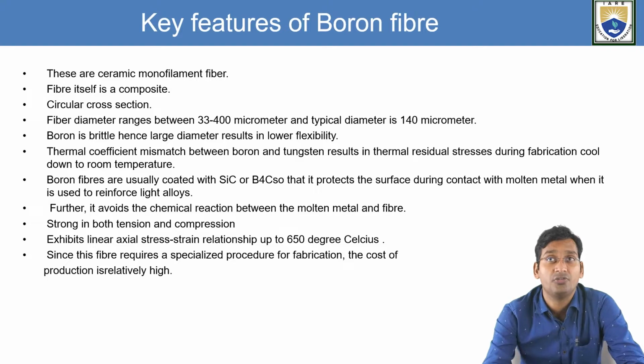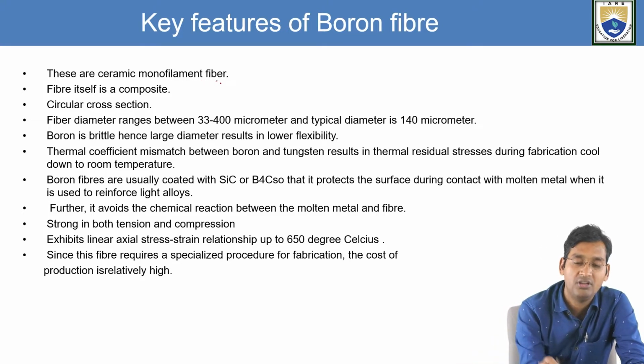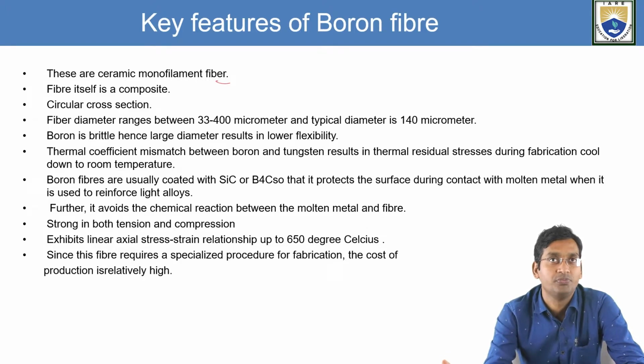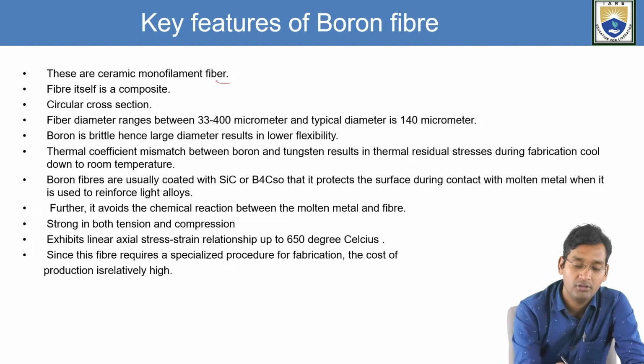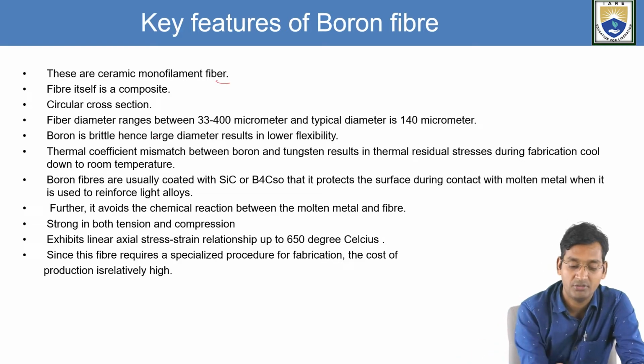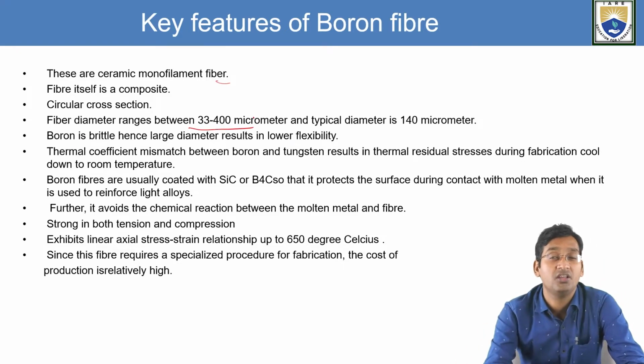Now the key features of boron fiber. These are ceramic monofilament fibers, meaning single filament type fibers. The fiber itself is a composite with a circular cross section. Fiber diameter ranges between 33 to 400 micrometer, and the typical diameter is 140 micrometer.